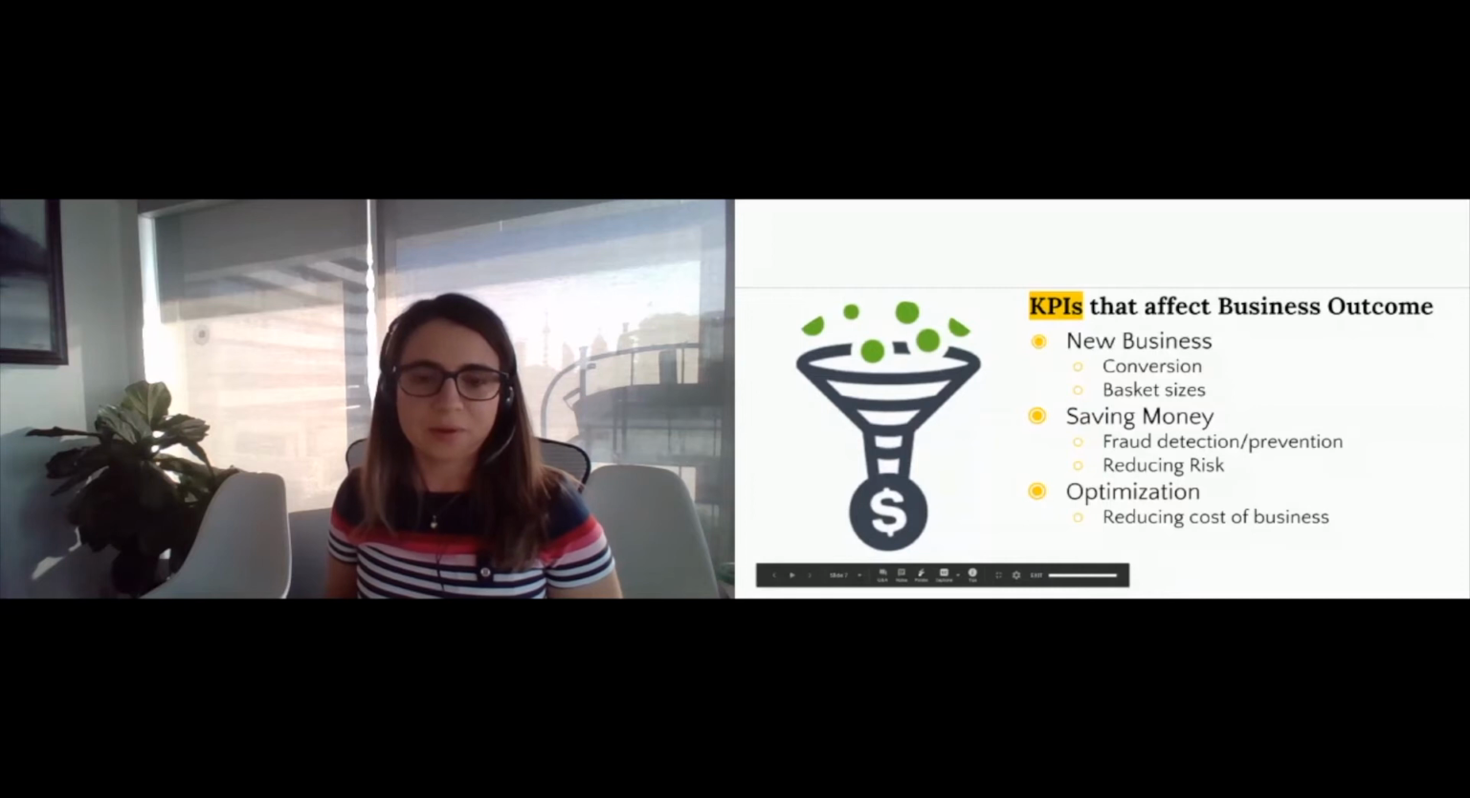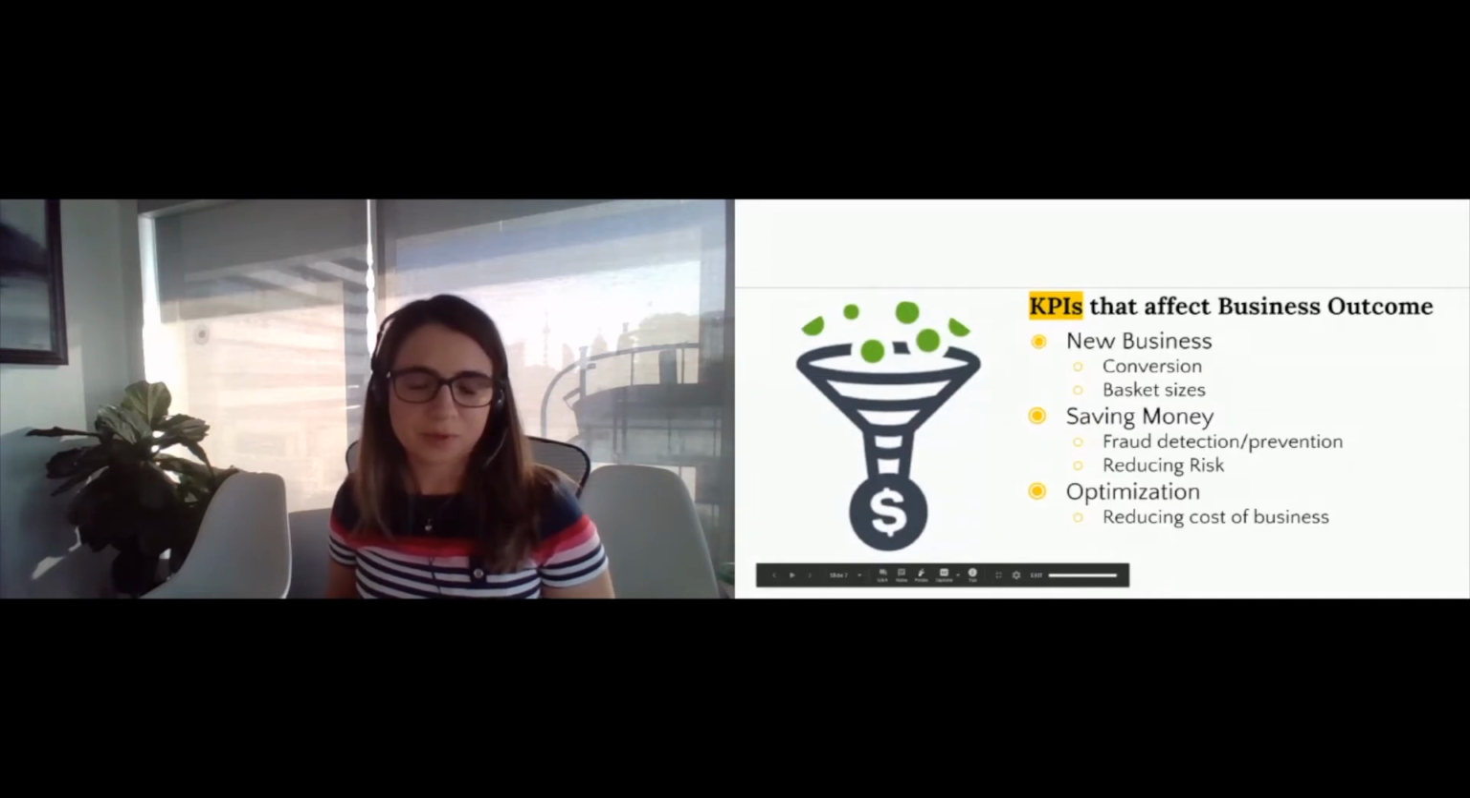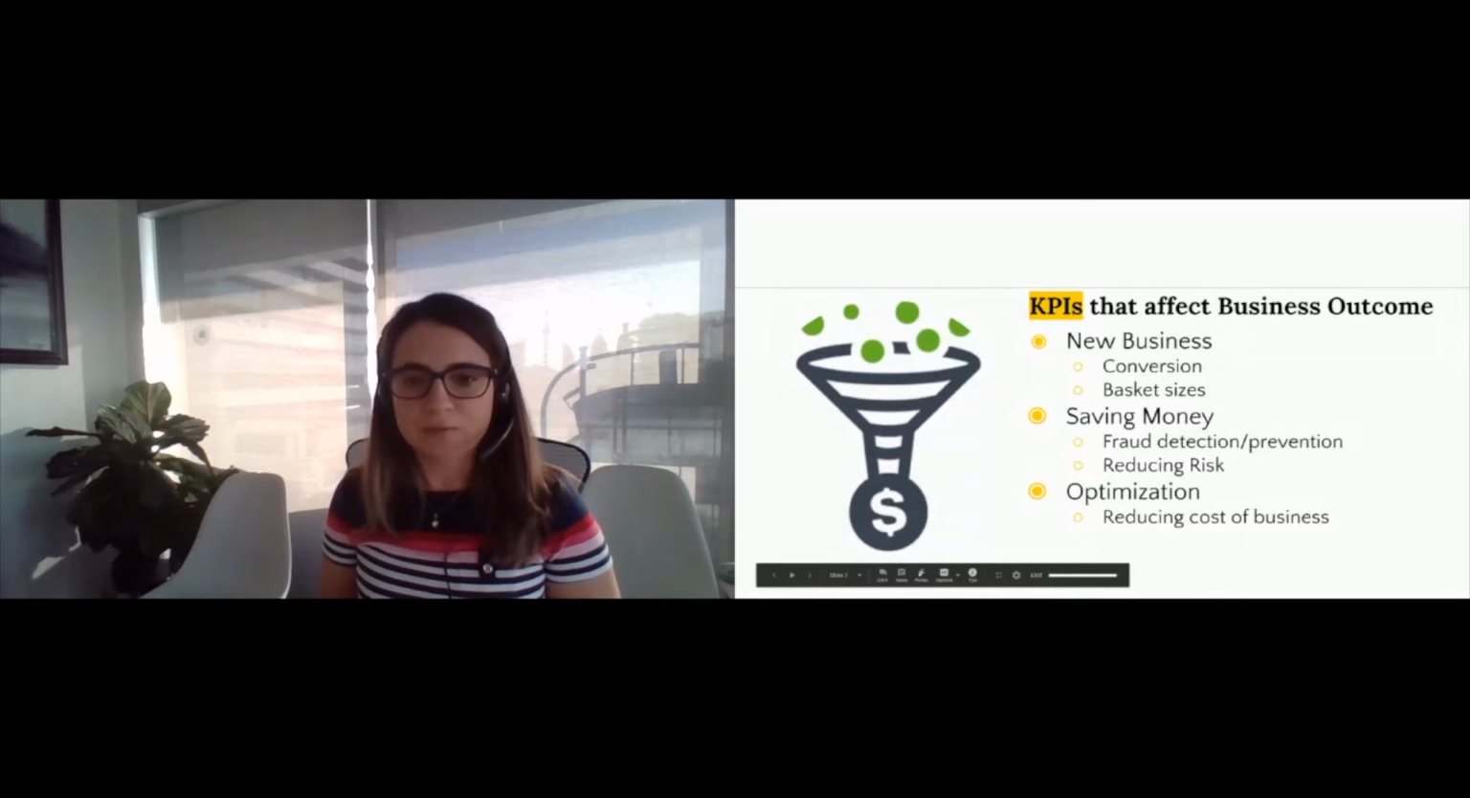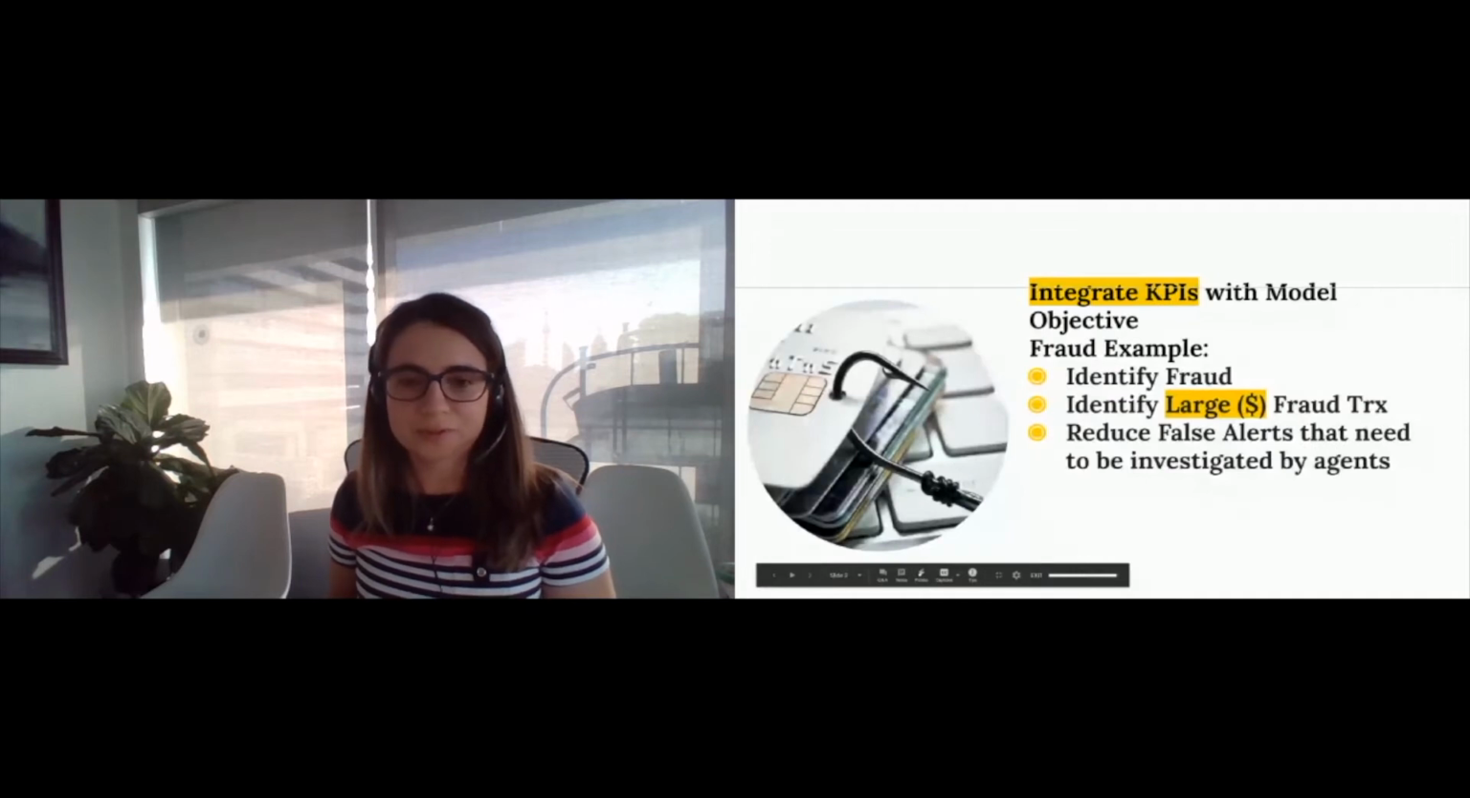Now, let's go through an example on how to think about integrating your KPIs with model objectives. Let's say you're working in fraud and you want to build a model to identify potential fraudulent transactions. But it's not enough to try to just find potential fraudulent transactions. You want to especially stop large amounts of dollars from flowing through your system if it's fraudulent. You might also have a KPI around wanting to reduce false alerts. If you have agents sitting by that have to check all of the flagged transactions, you probably don't want to flag everything. So you have to find some sort of balance between figuring out what it is that is the most important KPI for your business.